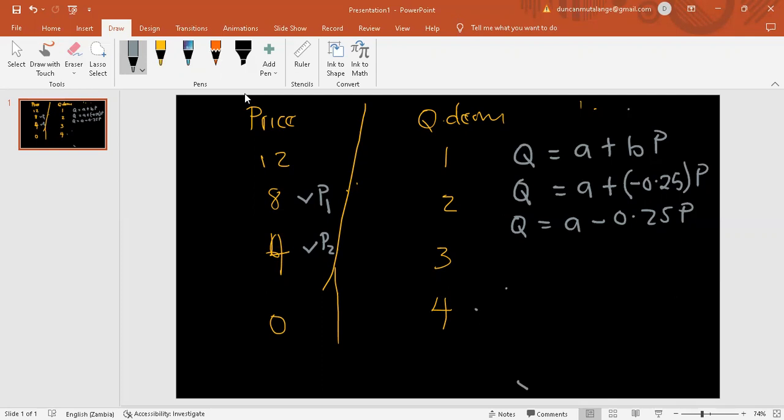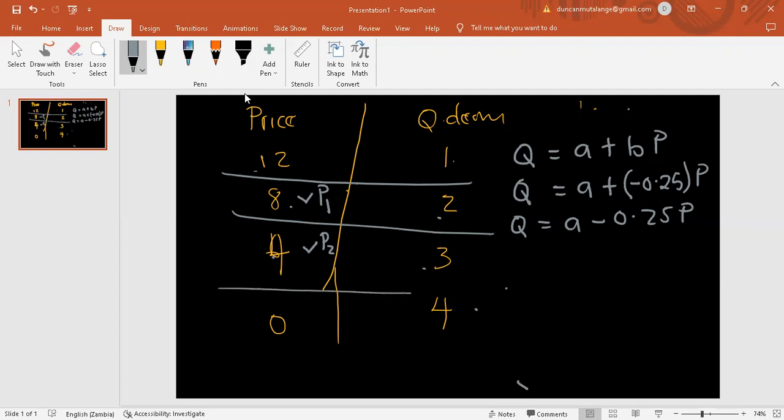To find our A, all we need to do is pick any point which we want. You can choose this pair, for example, when price is 12 and quantity demanded is 1, or this, or whichever, but this time we only need one pair. So which one do you want to choose? Okay, I will choose this pair here when price is 4 and quantity demanded is 3. So I just replace now. When quantity demanded is 3, I can put my 3 where there's Q here.